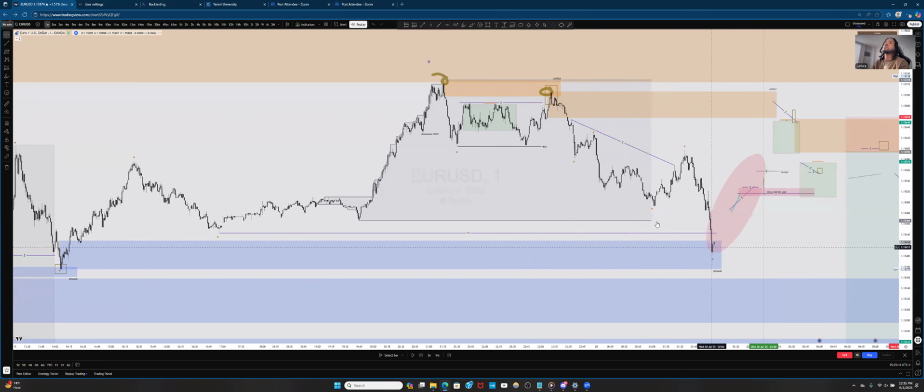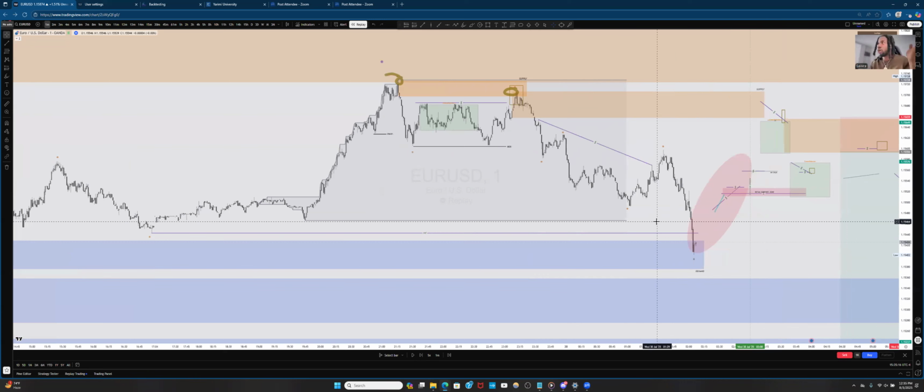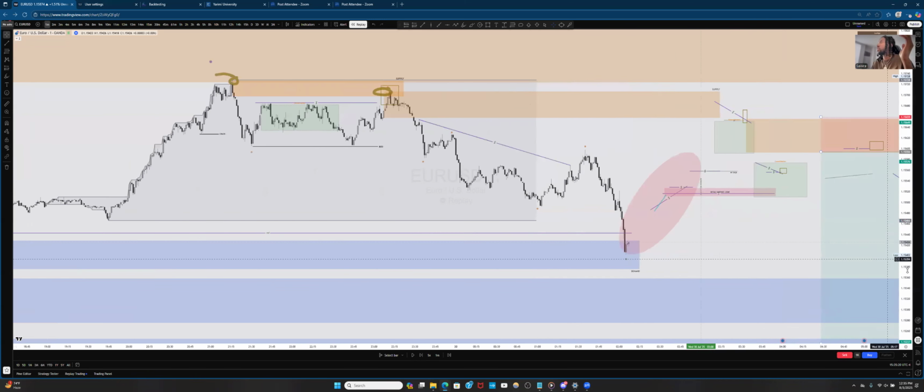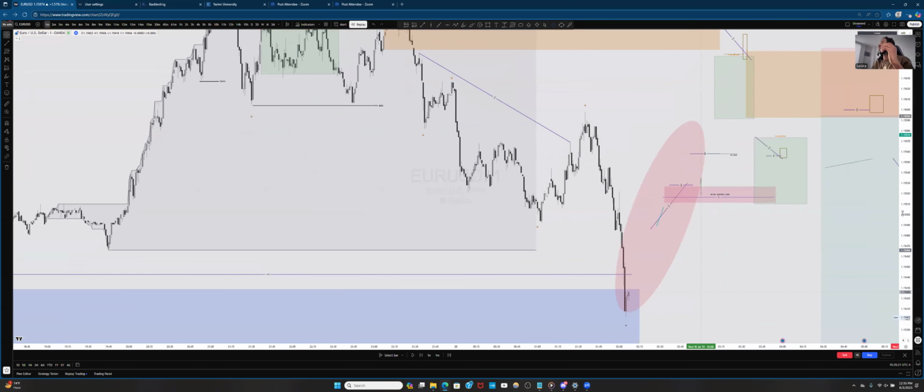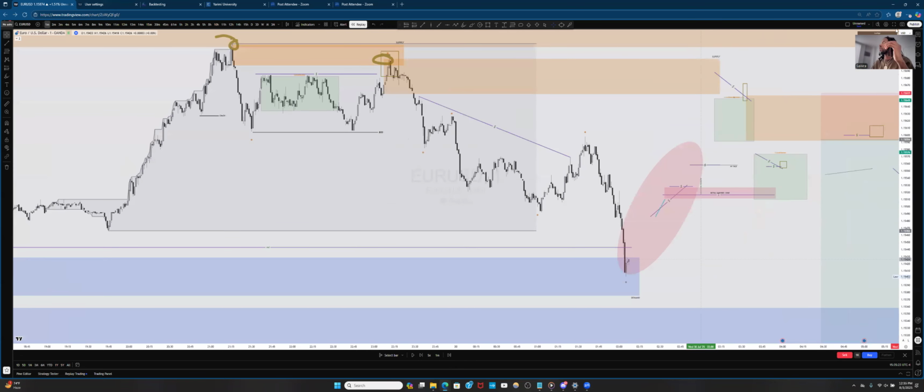Now, the first thought that came to my mind is the invalidation model. I'm sure all of you will think of the same thing, because we understand that if price mitigates demand before supply, we expect the supply to fail. Vice versa, if it mitigates supply before the demand, then we expect the demand to fail. So in this case scenario, price mitigated this demand.